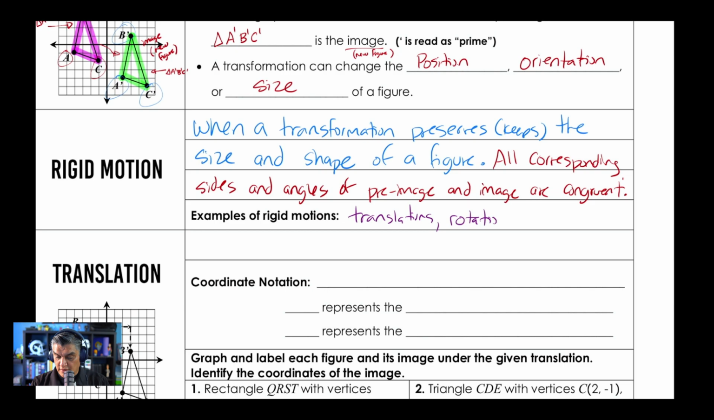Rotations are a rigid motion. And reflections are a rigid motion. Those three are rigid. That means the size and shape of the figure stays the same. The only one that doesn't is a dilation. It gets bigger and smaller.